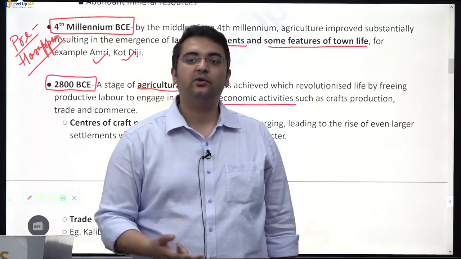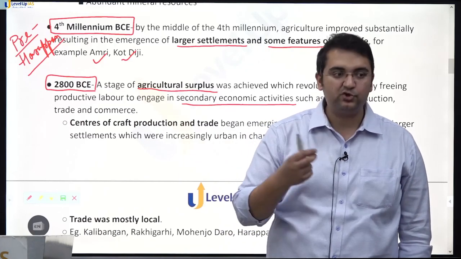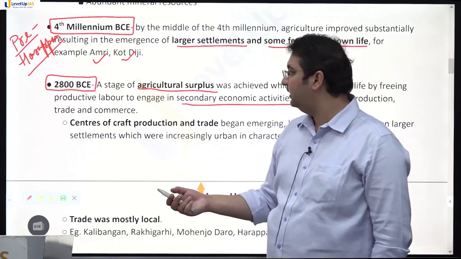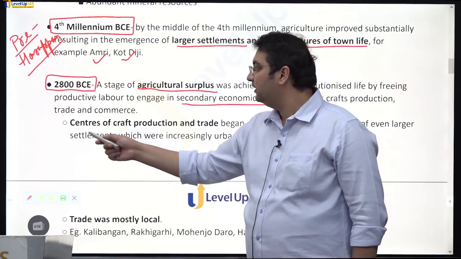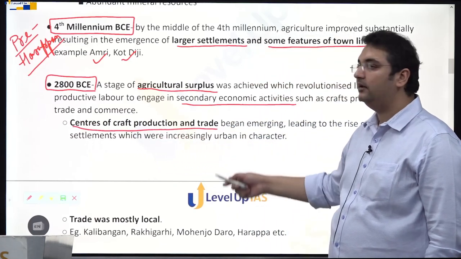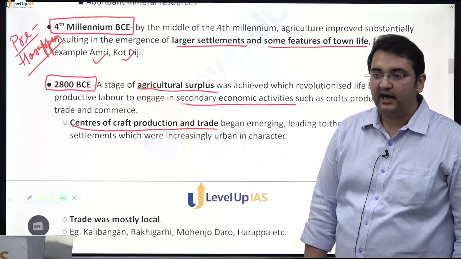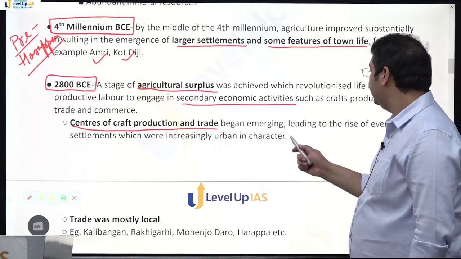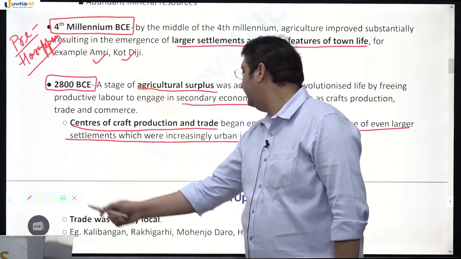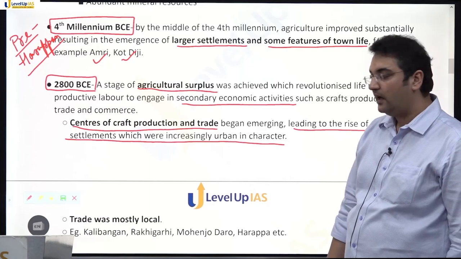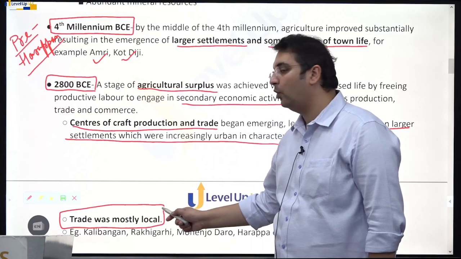So they would start to get involved in productive activities such as craft production, the exchange of those craft goods, etc. So craft production, trade, commerce, etc. all increased. Centers of craft production and trade started to emerge and they took the shape of larger towns and small cities, right? So, leading to the rise of even larger settlements which were increasingly urban in characteristic. However, trade during this period was mostly local in nature.